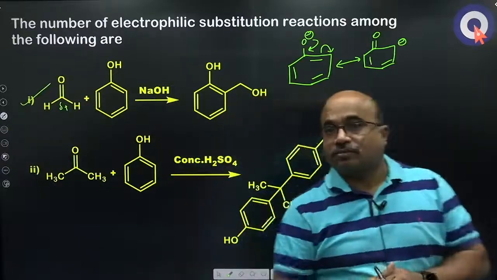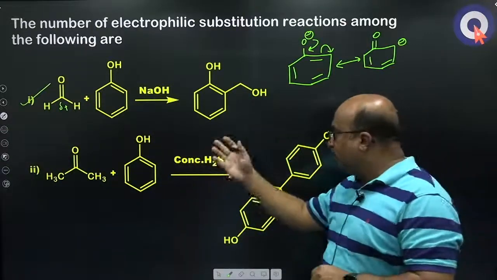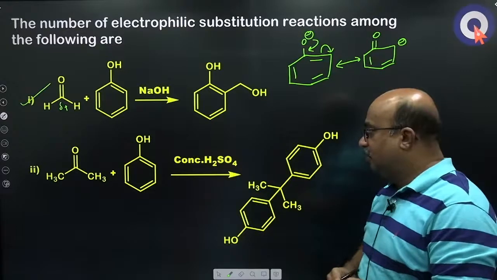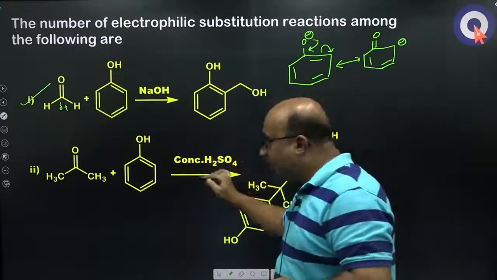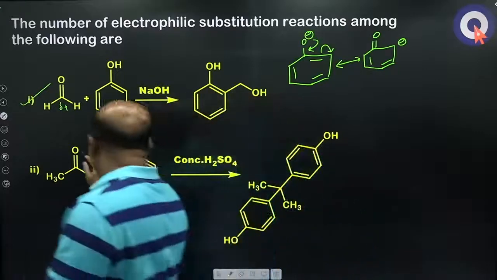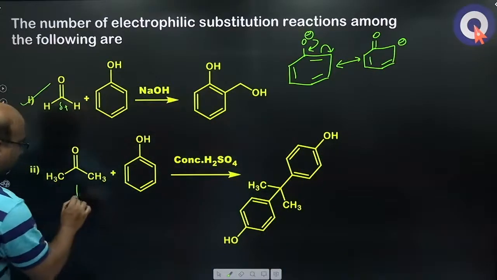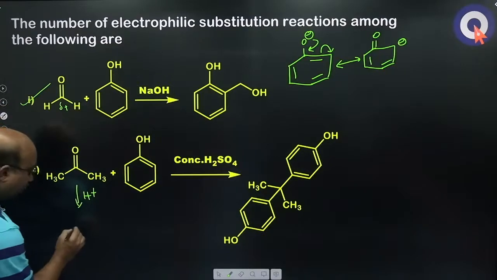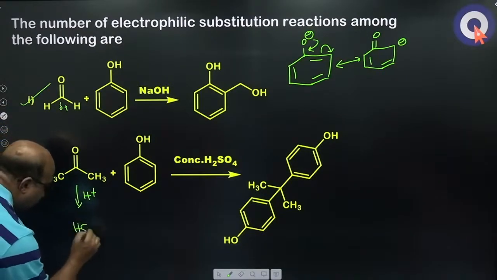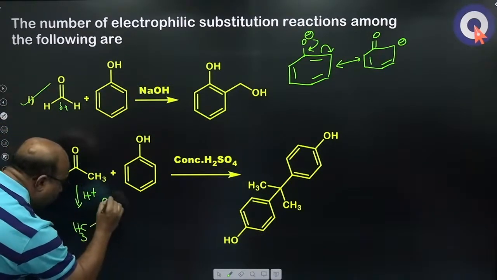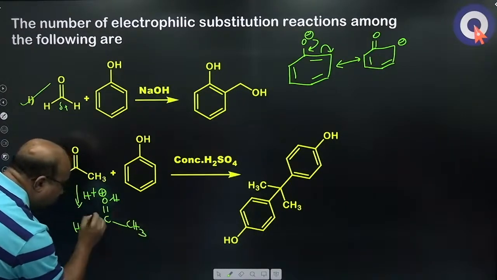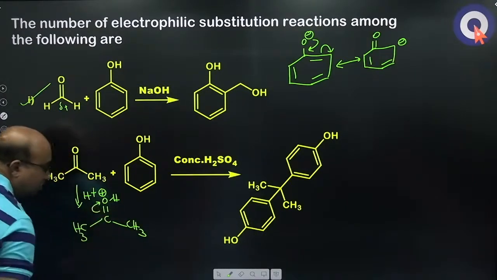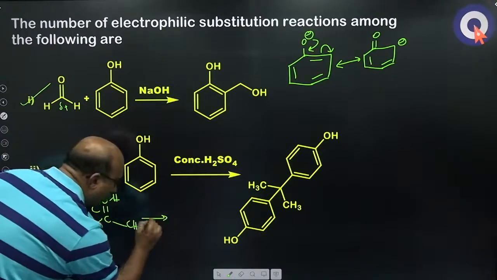Okay. The next is a ketone, phenol and concentrated H2SO4. Now again the same thing. What do you see? Because it is acidified condition, the acetone is generally protonated, so that it will convert into CH3, C double bond OH plus, CH3. But this pi bond shifts towards oxygen and makes this carbon a better electrophile.